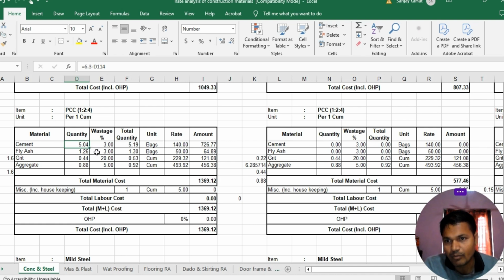As you can see, 5.04, wastage 3%, and the total quantity we have taken is this. We will sum this. Let's multiply, is this coming or not?